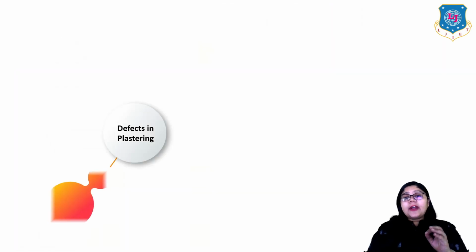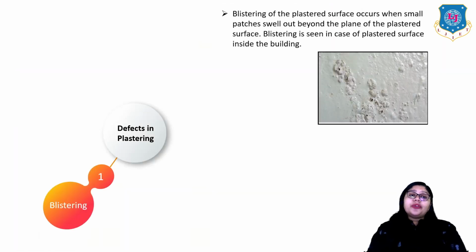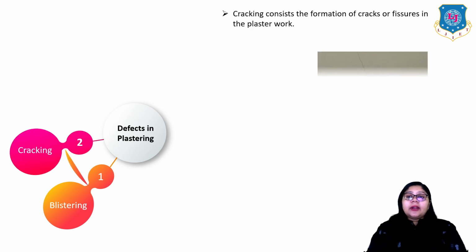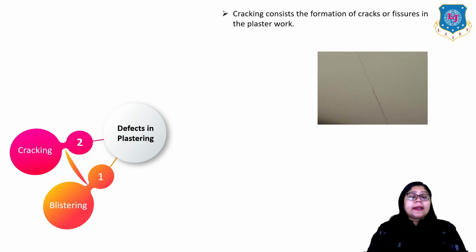Now let us move to the next one, which is: what are the defects in plastering. The first defect is blistering. Blistering of the plastered surface occurs when small patches swell out beyond the plane of the plastered surface. Blistering is seen in the case of plastered surfaces inside the building, as shown in this figure. The second type of defect is cracking. Cracking consists of the formation of cracks or fissures in the plaster work, as shown in this figure.